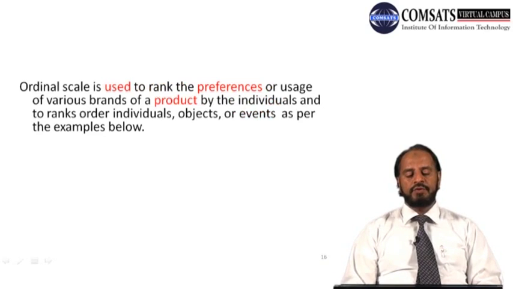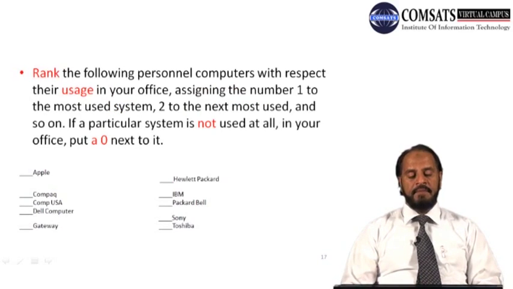So the ordinal scale is used to rank the preferences or the usage of various brands of product by individuals, and the ranks order individuals and objects as per the example below. We say that we can rank them. Let's say you want to know how many computers you have in your organization. This information will give you the kind of preference you have in your organization. Let's say you have 5 Apple computers and 20 IBM computers. You can find the choice is more for IBM as compared to Apple computers.